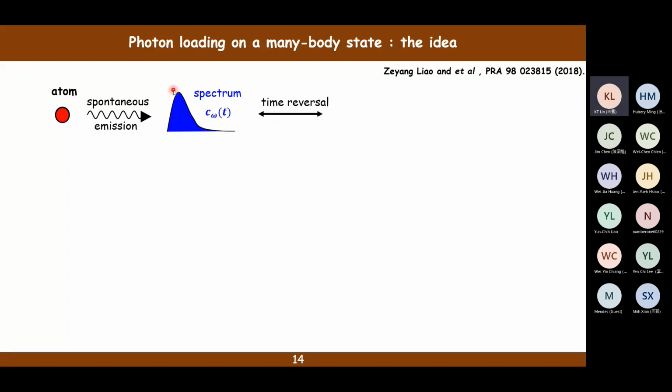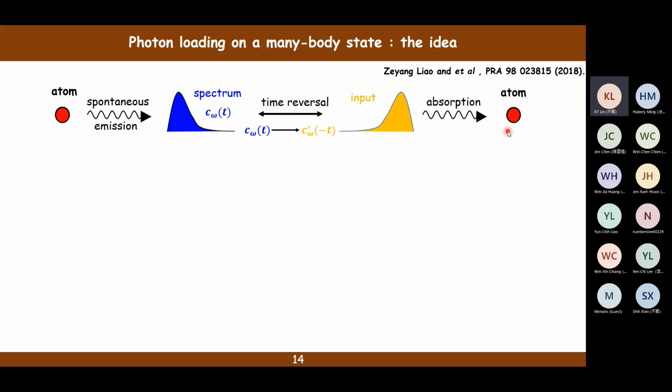And the crucial part is that they perform a time reversal operation on such an emission spectrum. Then they treat this spectrum as an input spectrum and feed it into the original setup. After the absorption process has been done, the atom will go to the excited state. It is guaranteed because this is due to the time reversal operation.